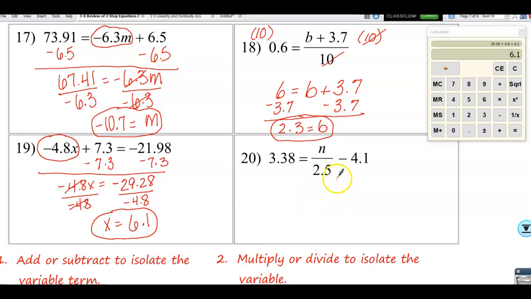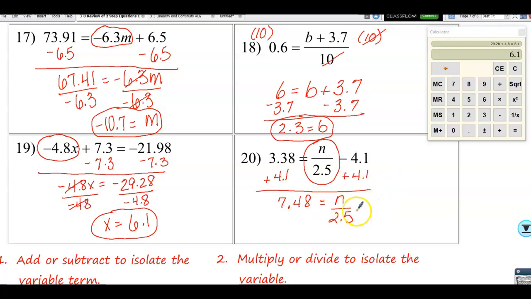Our last example, we have a variable being divided by a number. So this is our variable term. We need to isolate that by getting rid of this number. This is minus 4.1. So we're going to add 4.1 to both sides. I bet I can do this one in my head. 7.48 on the left equals n divided by 2.5.